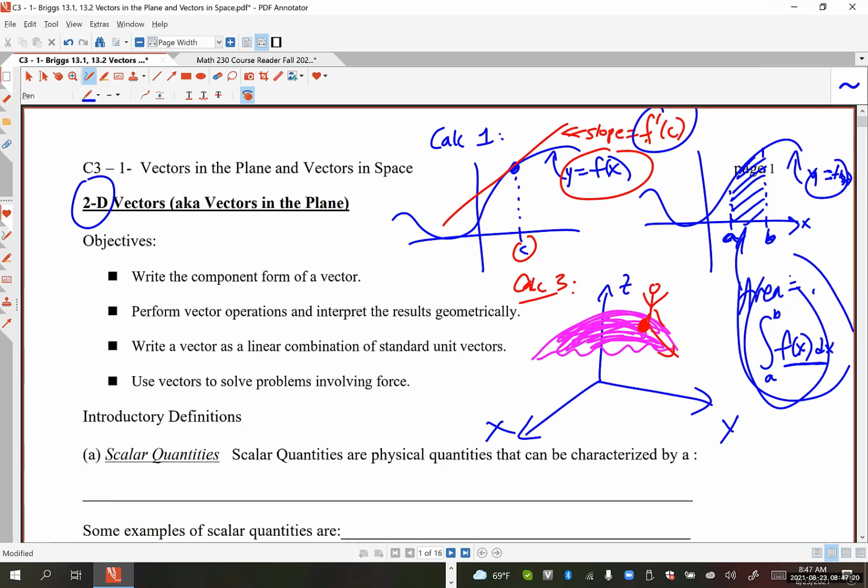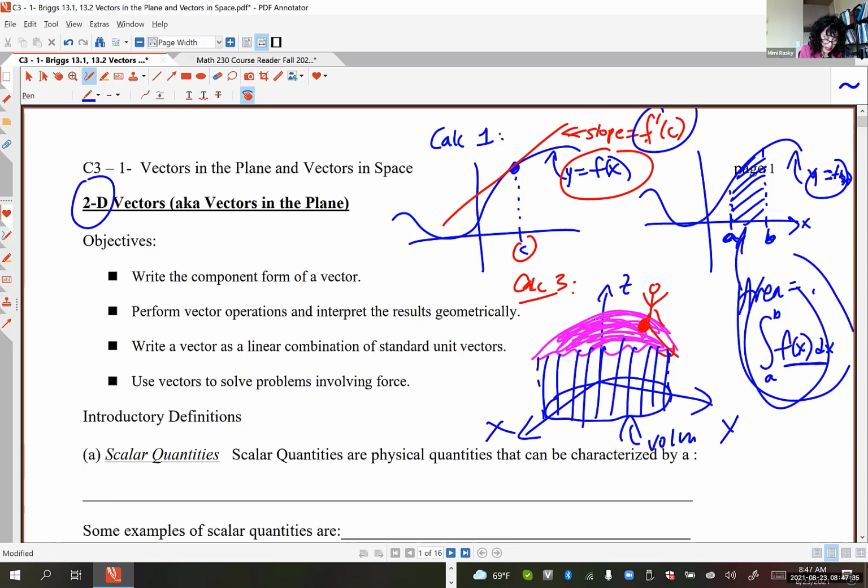Here in Calc 3, we're going to do derivatives in a different way, of course. And then instead of area, we would find the volume of this solid that would have the capping surface of this pink thing. So you're going to be looking at finding a volume, and it's going to involve a double integral or a triple integral. Don't worry about that right now. That's not for like 3 months away. And that's basically what Calculus 3 will be about, is doing Calculus 1 all over again in 3 dimensions.